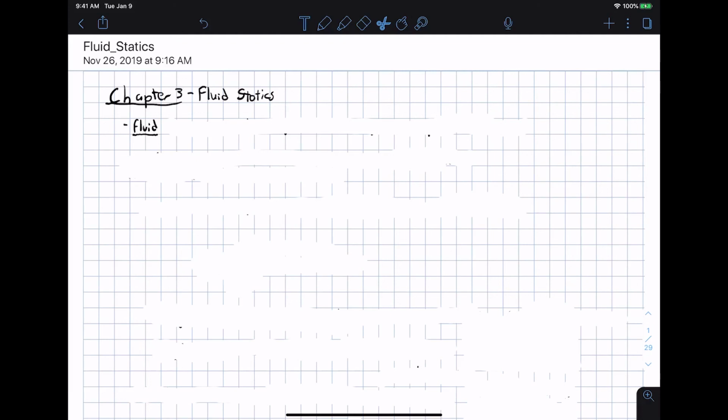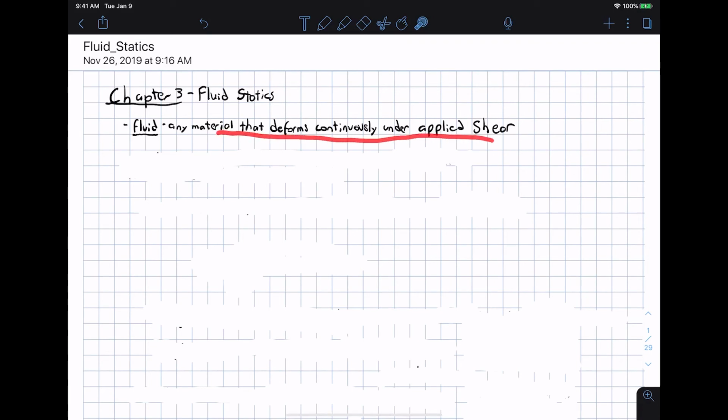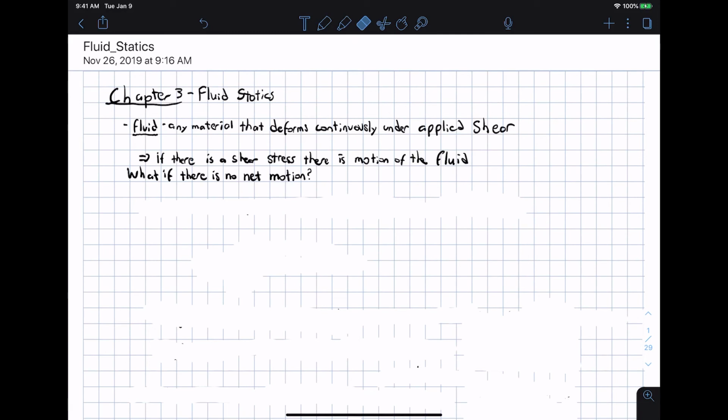Now we're going to begin our discussion on Chapter 3, which is fluid statics. And recall that a fluid is any material that deforms continuously under an applied shear. So now for fluid statics, there's no flow. That begs the question, if there is a shear stress, then there's motion of the fluid. But what if there's no net motion of the fluid?